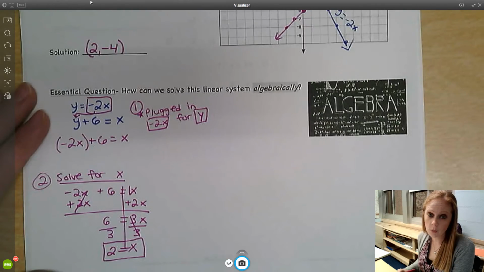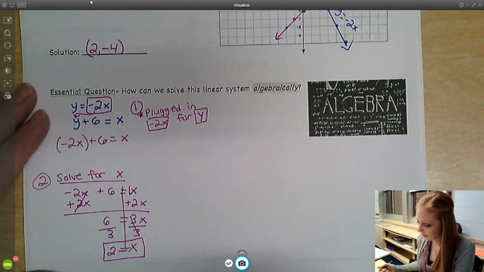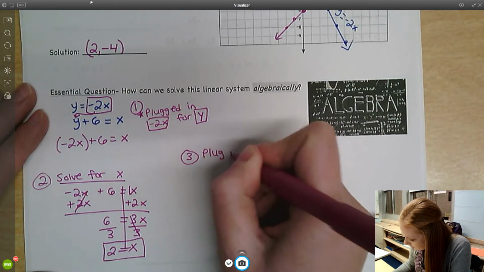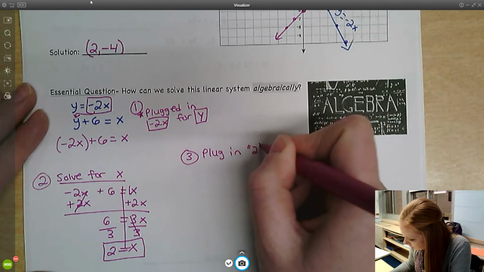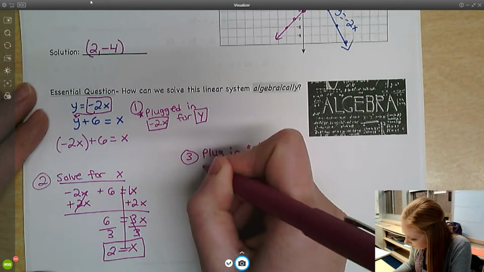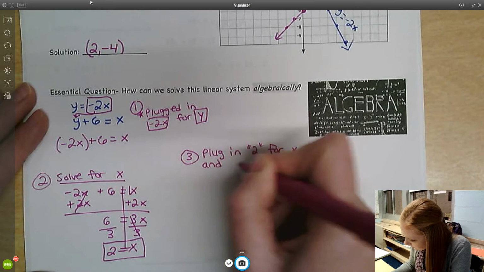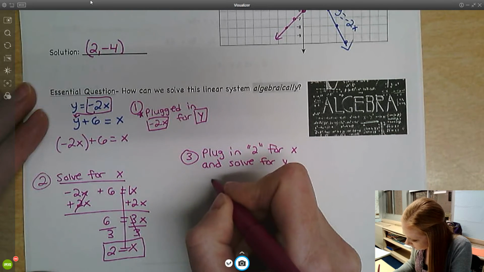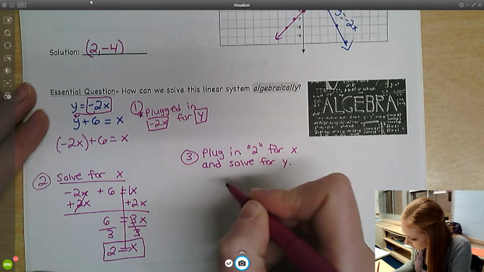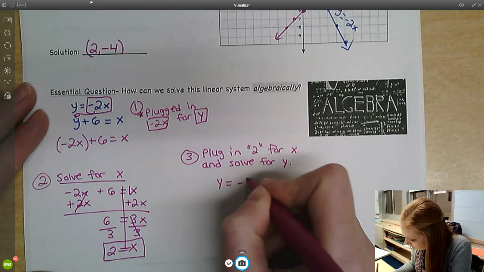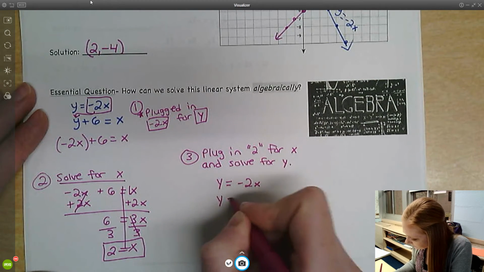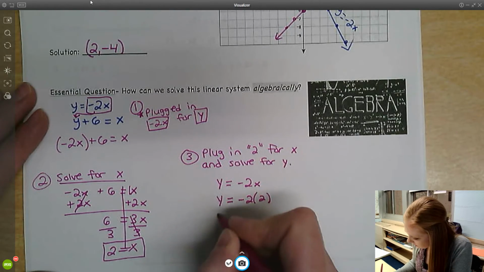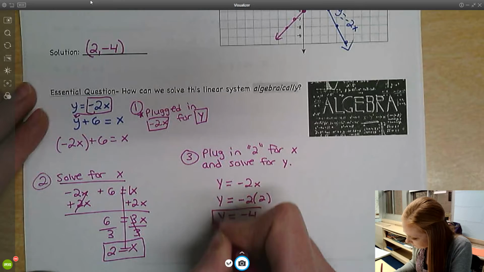Now, for every solution, though, we need x, y. So we have to go back and find the y. So our third step is to plug in 2 for x and solve for y. So you can pick whichever equation you want. So I'm just going to pick the first one. y equals negative 2x. Let's plug in our 2 for x because we know that x is 2 now. And we'll figure out that y equals negative 4.